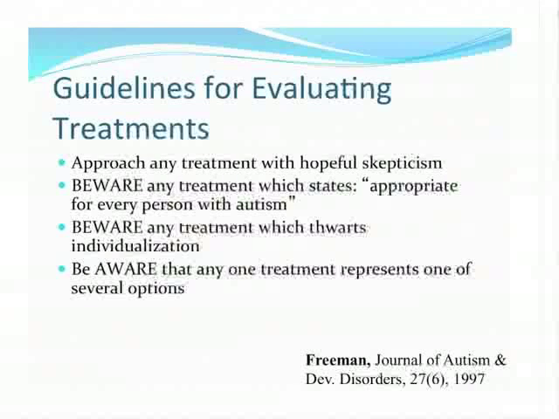with hopeful skepticism. I think this is a nice way of thinking about it. But also, we should be aware of any treatment which states, and these might be the treatments we hear about at 3 in the morning on the Home Shopping Network, that it's appropriate for every child with autism, because gosh, no one knows that. Every child with autism is unique and different. They bring their own strengths and challenges. So anytime anyone says, "Oh, this is appropriate for every child with autism," my eyes glaze over and I zone out at that point.